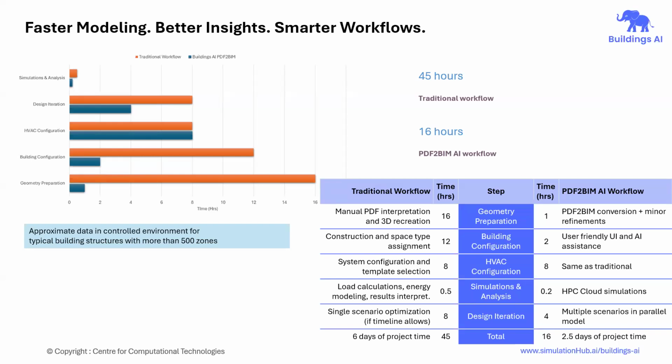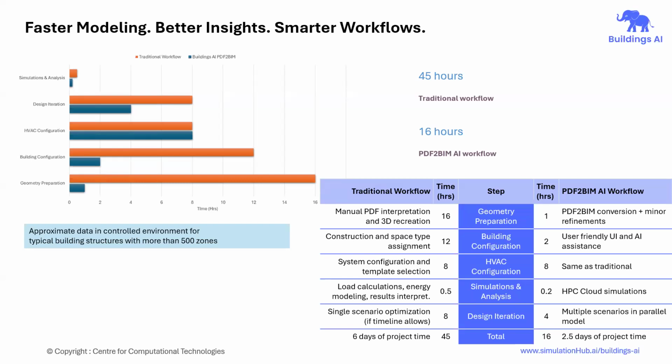What we have observed through a series of testing of large building spaces, more than 500 zones approximately, is that the time to complete an optimization project reduces to 1/3 of what it is with the traditional workflow. The traditional workflow, which is based on a manual trace-over process, is reduced to just a few steps with automated detection of the entire layout.